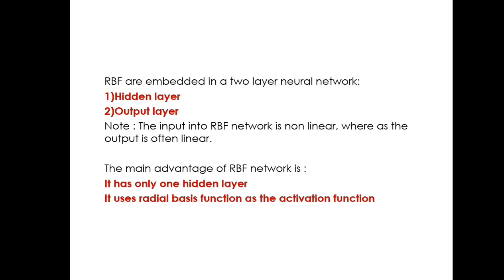The hidden layer implements a radial function as the activation function. The output layer will perform a weighted sum of the hidden units. The input into the RBF network is non-linear, whereas the output is often linear. It is derived from the theory of function approximation. RBF exhibits good approximation properties.